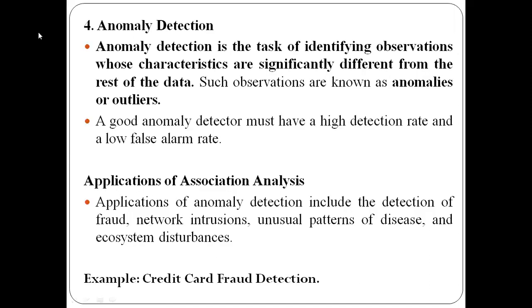The fourth data mining task is anomaly detection. In anomaly detection, our main aim is to identify observations whose characteristics are completely different compared to the other observations present in the data. That is our main task or aim in anomaly detection. I had given one example where credit card companies use anomaly detection to find credit card fraud.